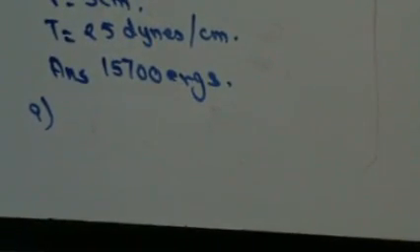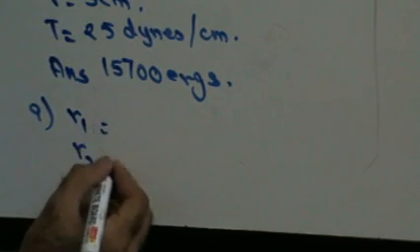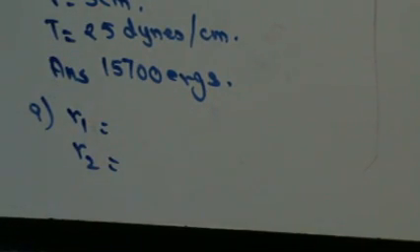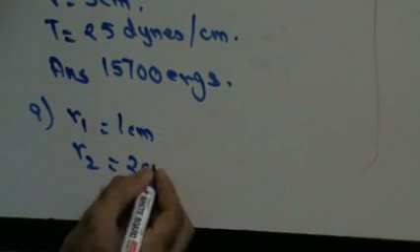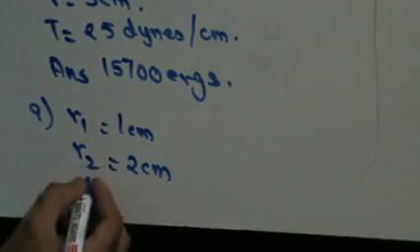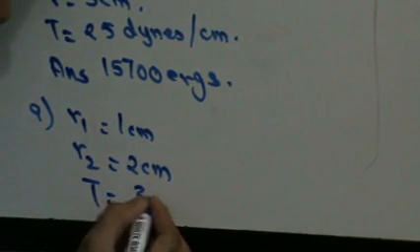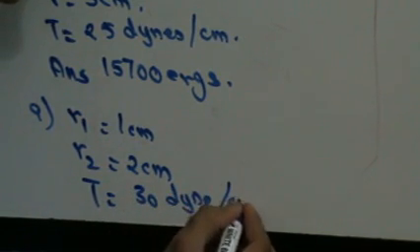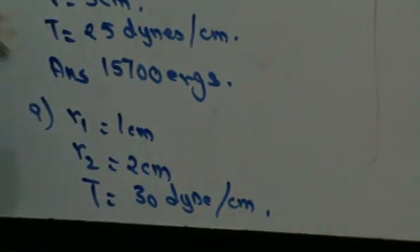Calculate the work done in increasing the radius of the soap bubble from 1 centimeter to 2 centimeter if the surface tension is 30 dynes per centimeter.